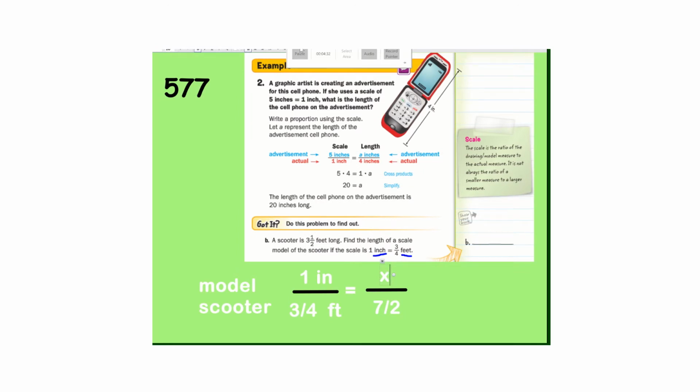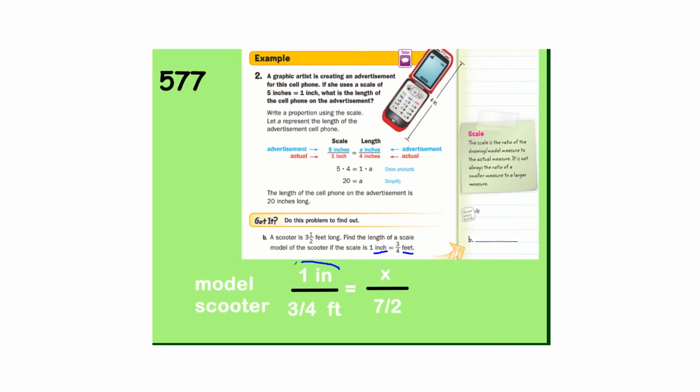Okay, I made the proportion down below. So it tells us 1 inch is 3/4 of a foot in the problem. So that goes here. Okay, this is what it tells us. This is what it's asking us. Okay, it's asking us 3.5 feet. So I just turned 3.5 into 7/2. This is what we're trying to figure out, x.